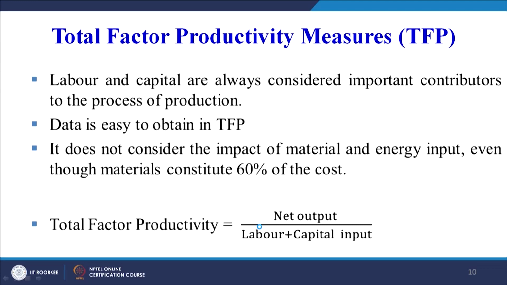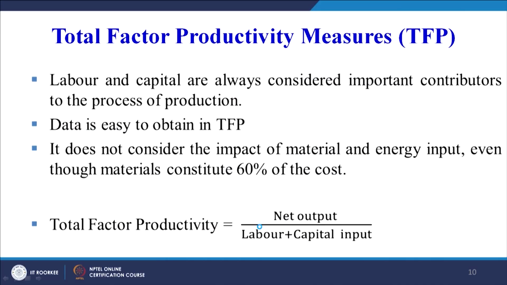Now, let us take the third productivity measure, that is the total factor productivity measure. So we have seen two types, this is the third type, TFP. So labor and capital are always considered important contributors to the process of production. So we can see here labor and capital. One input is labor, another input is capital.